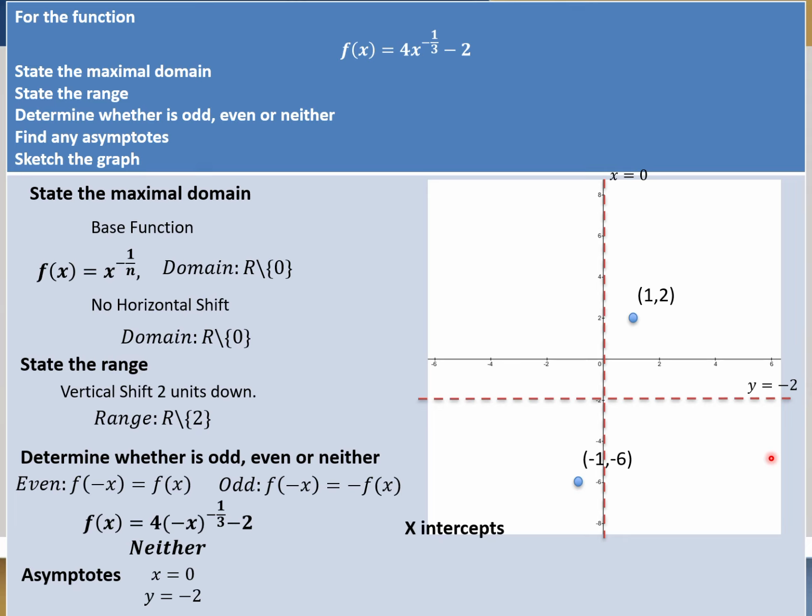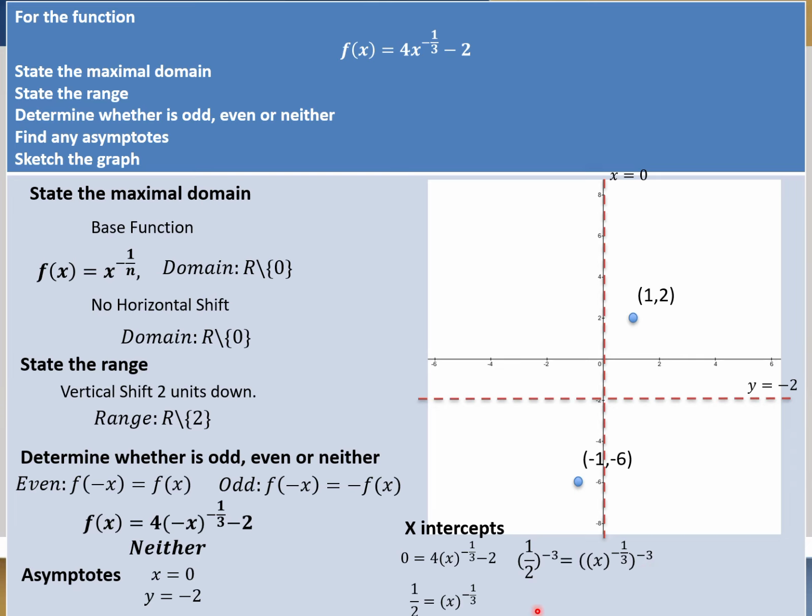So I need to find the intercept. So I make y 0. I add 2, and then I divide by 4, and I get a half. Now, to get rid of the power of -1/3 and get x by itself, you need to do the opposite of this. So I'm just going to do a power of -3 on both sides. That just cancels this out because -1/3 times -3 equals 1. So that gets x by itself.